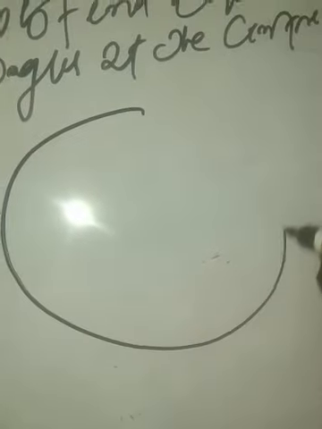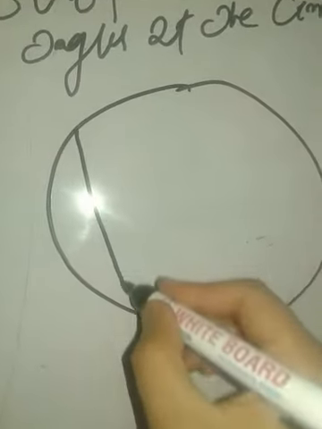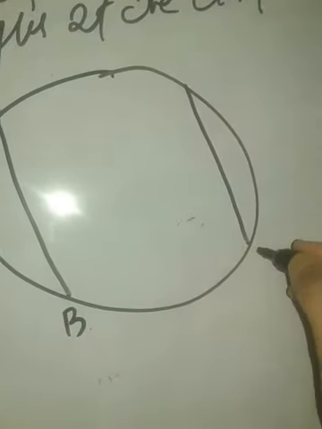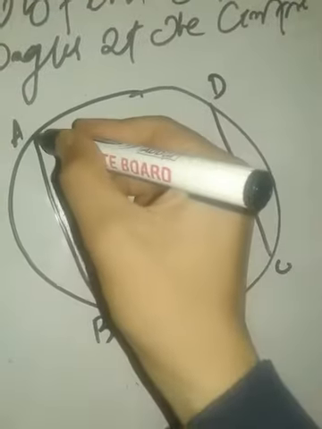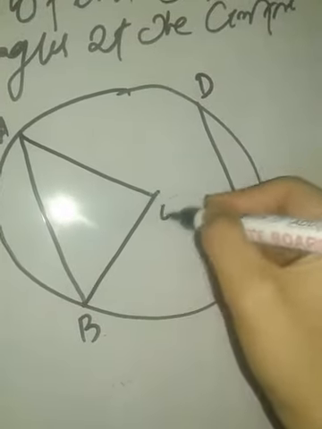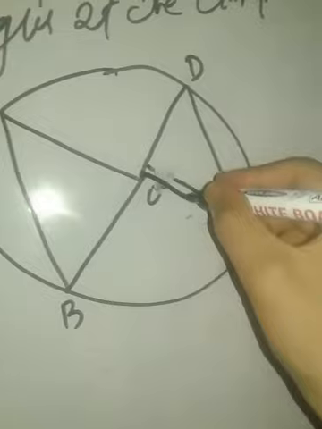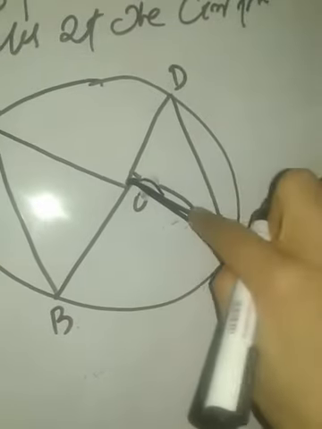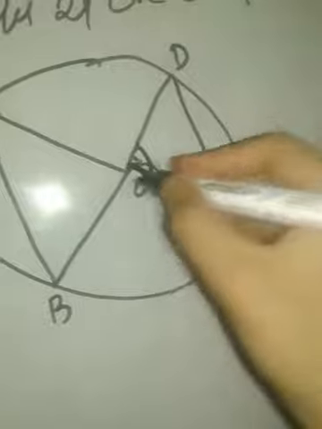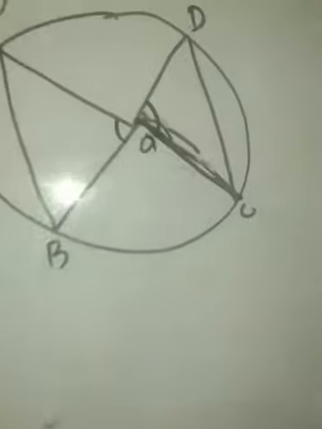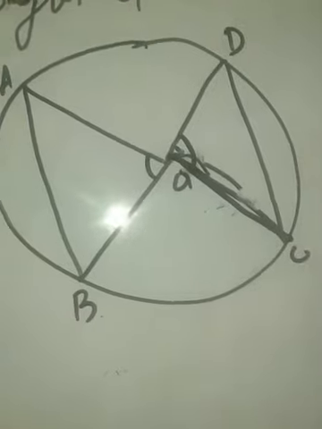So let us draw the figure. This is your figure. We have the two chords AB and CD. These are the equal chords. AB subtends angle AOB at the center and CD subtends angle COD at the center. This is your O. We are required to prove that these two angles are equal.